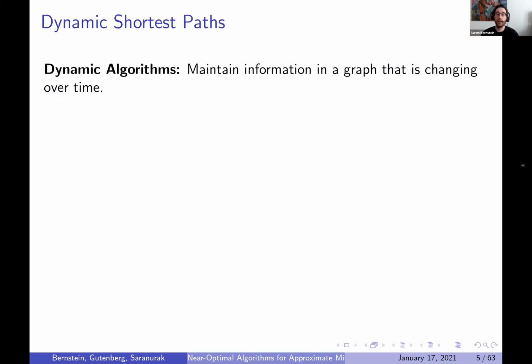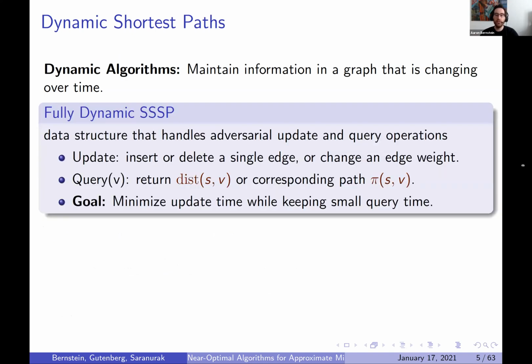But we're going to be looking at the dynamic setting, where you want to maintain information in a graph that's changing over time. The standard model here is what's called fully dynamic. The adversary has a sequence of update and query operations. An update operation changes the graph, and it changes one edge. Whereas for the query operation, you then have to return a shortest distance or shortest path in the current graph. The goal generally is that you want low query time. When the user actually asks for a distance or path, you want to return that quickly. And then you want to minimize the update time as much as you can.